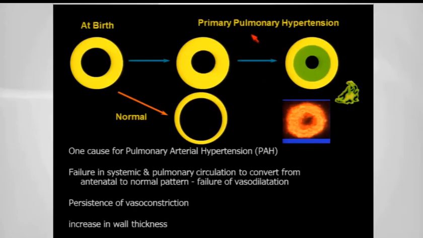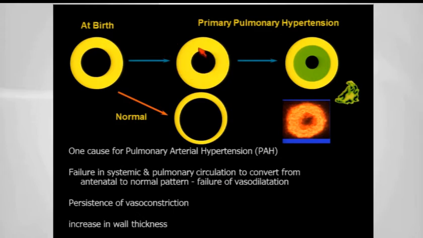One of the causes of pulmonary hypertension is the persistent fetal state, where instead of having systemic and pulmonary circulation converting to a more normal neonatal period, vasodilatation phase, which is what happens in normal infants, you get this very thick-walled vessel which then dilates up, becomes thinner-walled, and that's a normal phenomenon, and that's normal pulmonary pressure.